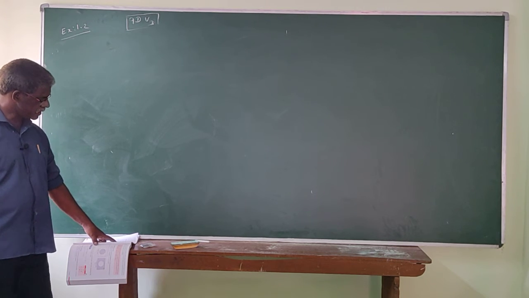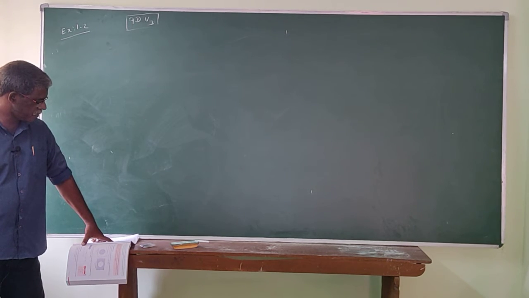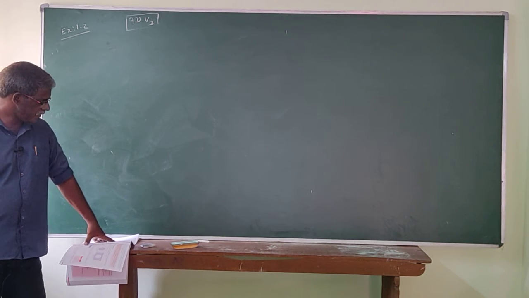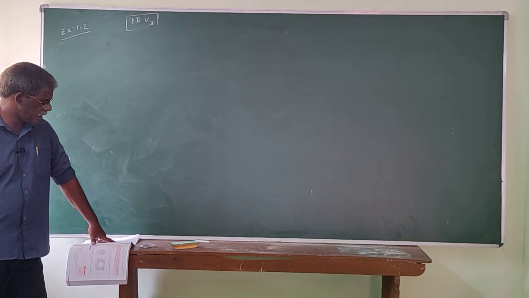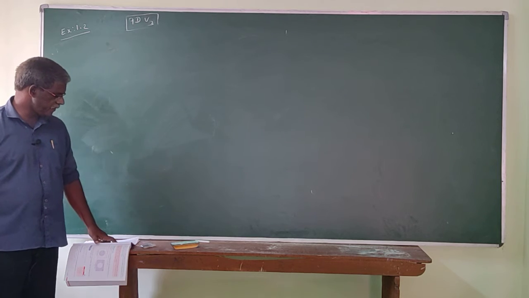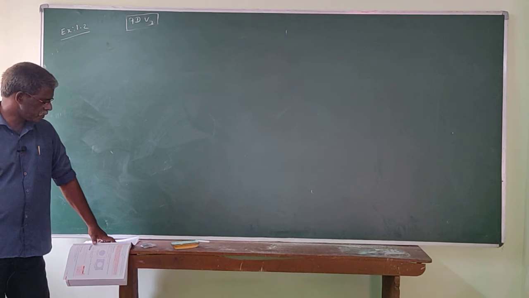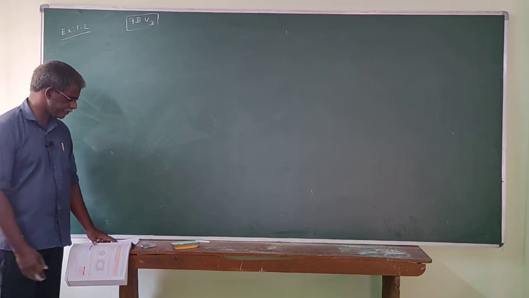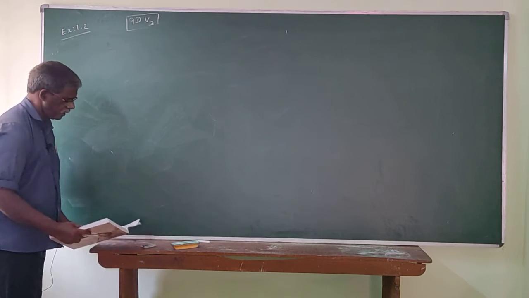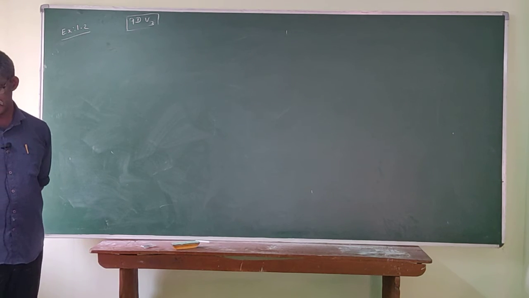Null set, empty set. Then sub question 2: the set of all even natural numbers which are not divisible by 2.